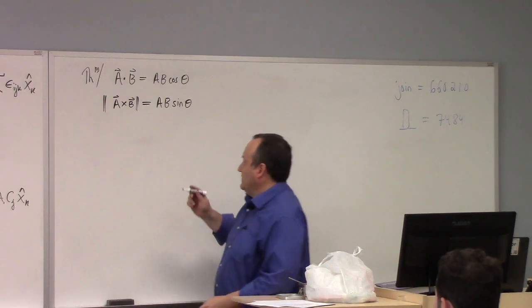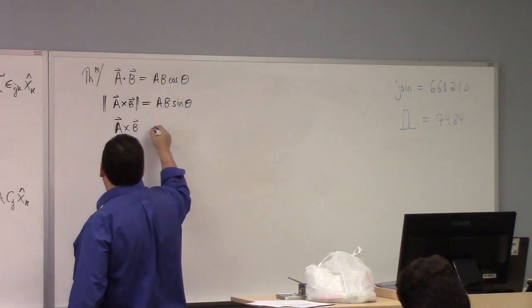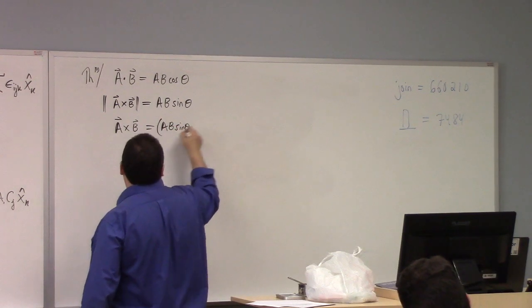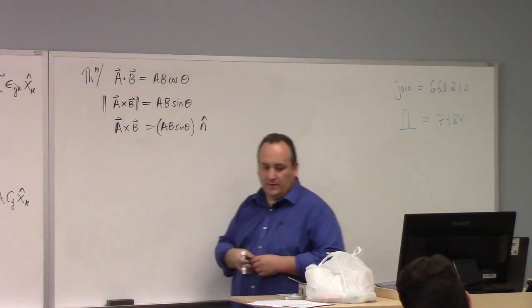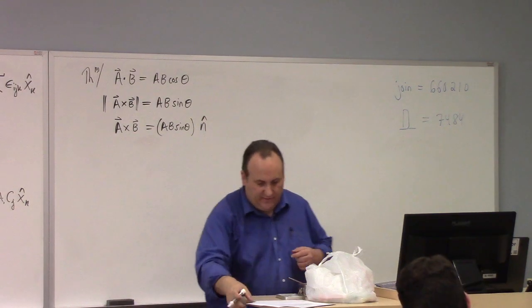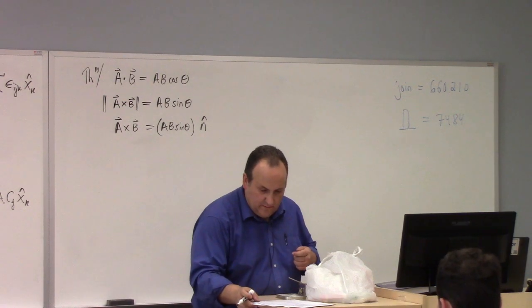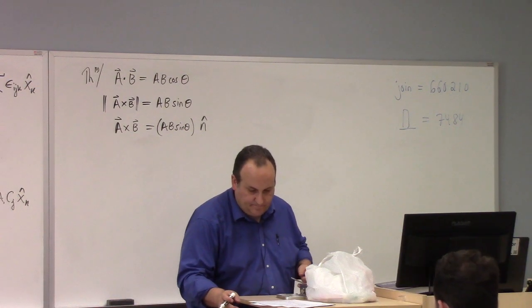And of course, you guys know the drill. A cross B, without the magnitude, it's what? It's AB sine theta n hat, where that's given by the right-hand rule, right? We know this. Great. I don't want to bore you guys today with this stuff. I'm trying to get through this. All right.